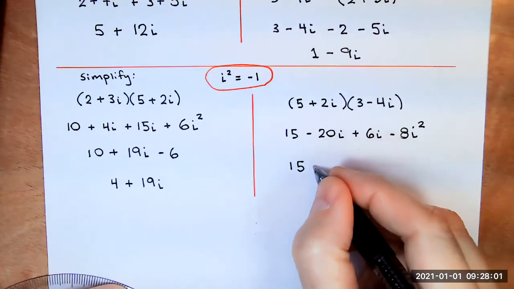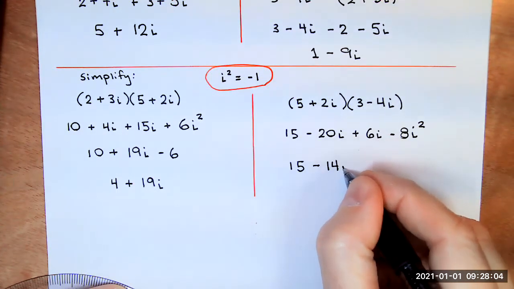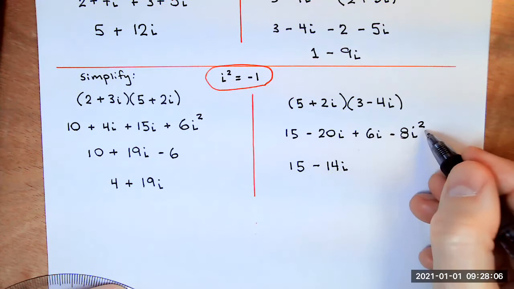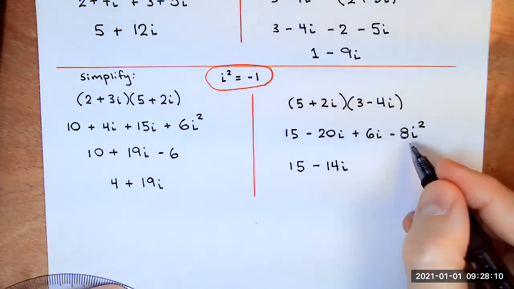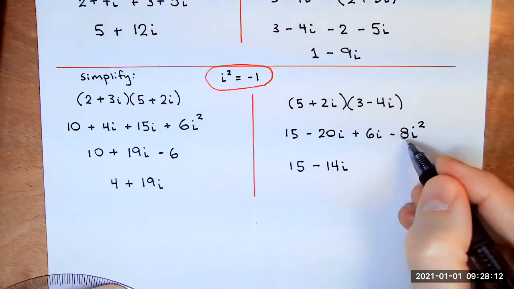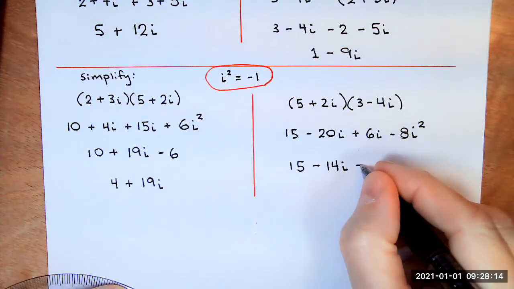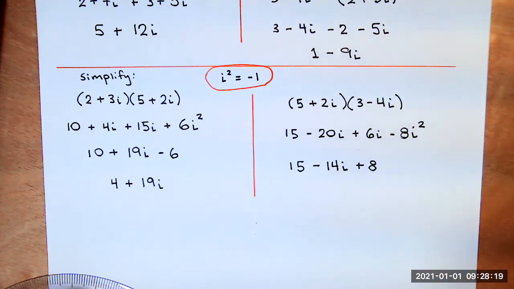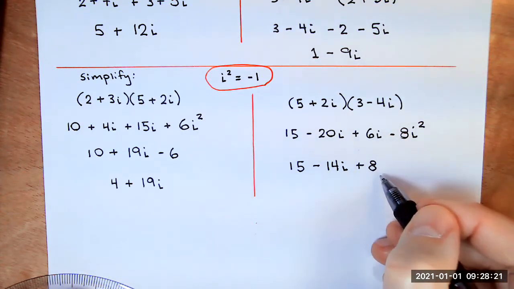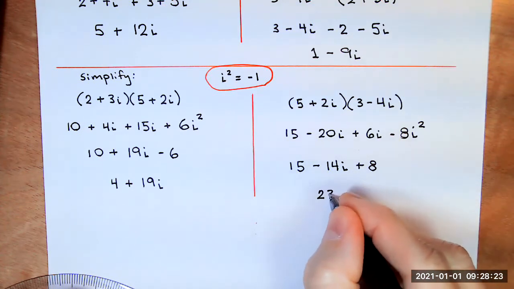Combine like terms. And then you always need to simplify the i squared. So i squared is negative 1. So this is negative 8 times negative 1. So that's plus 8. And then you just add 15 and 8 to get 23.